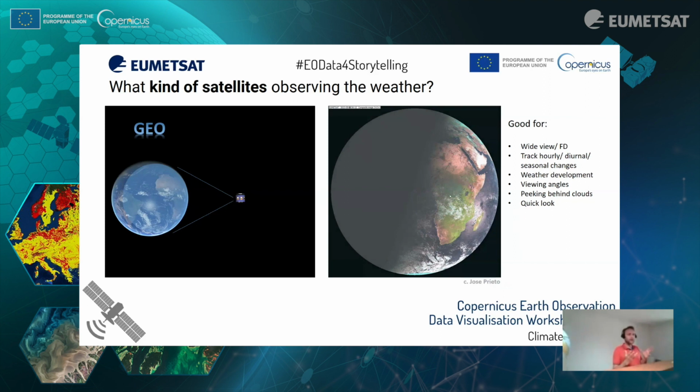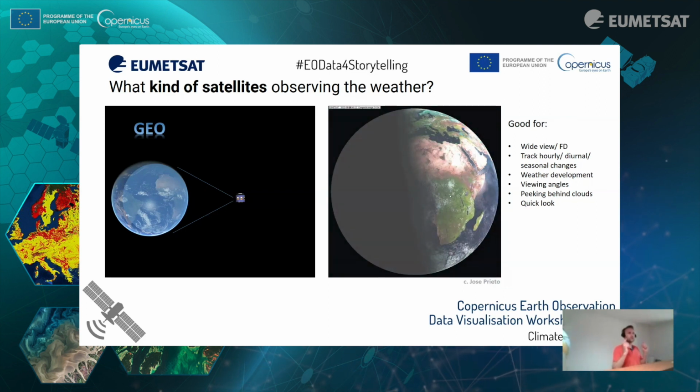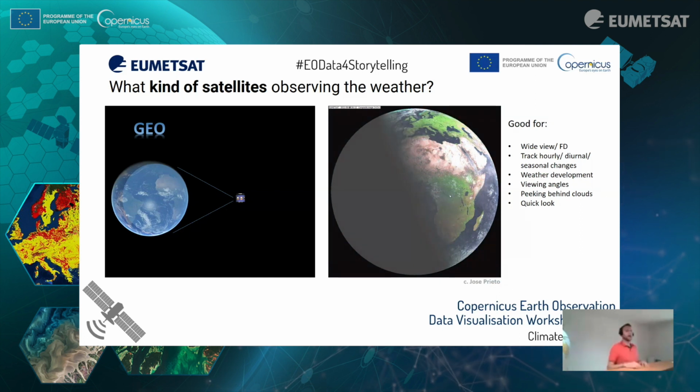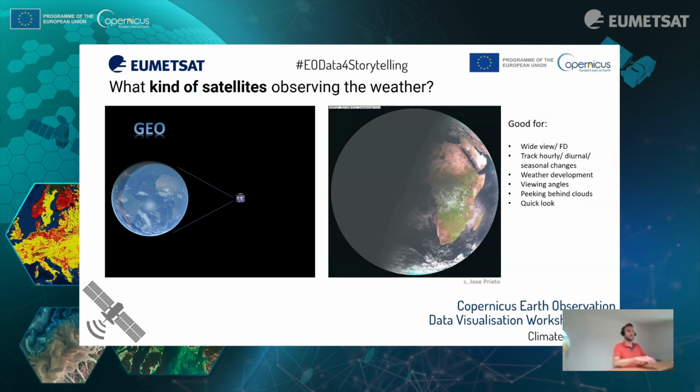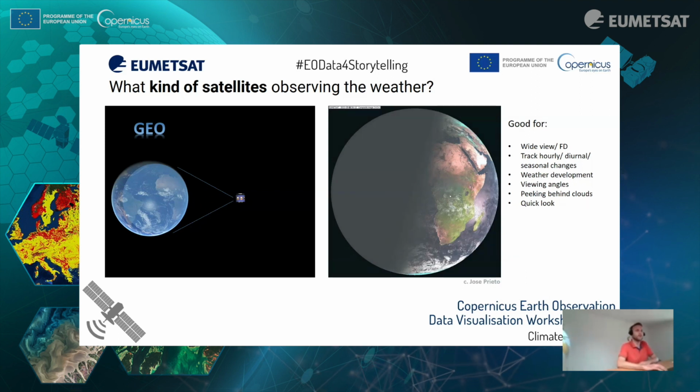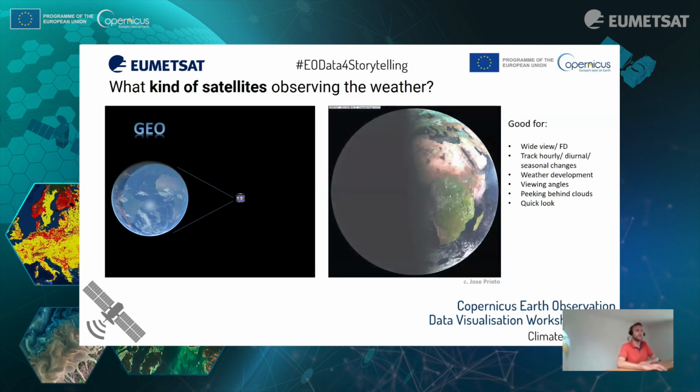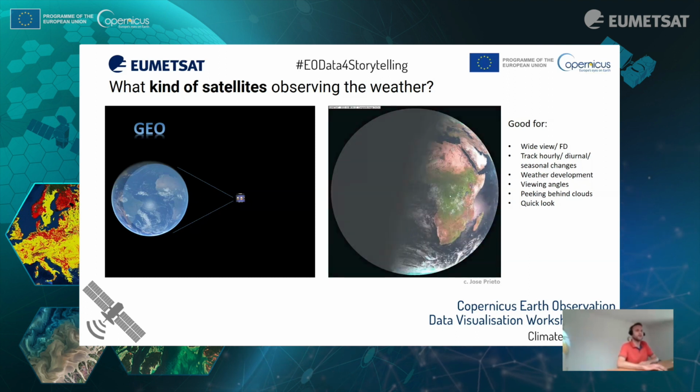We can peek behind the clouds. We cannot really peek behind the clouds, but the clouds are moving. So if we're interested in the vegetation cover, we have an overpass, so to say, every 15 minutes. So the cloud may move and we may see if the ground is bare or vegetated. And of course, it's a quick look. If someone asks me what the weather is in half an hour, I'm going to look at this data and see where the clouds are, and quickly I'm going to get the assessment.